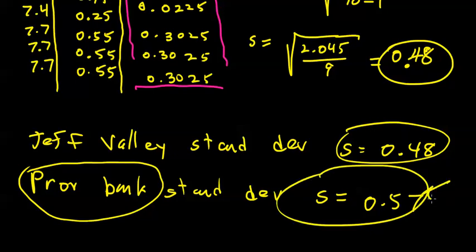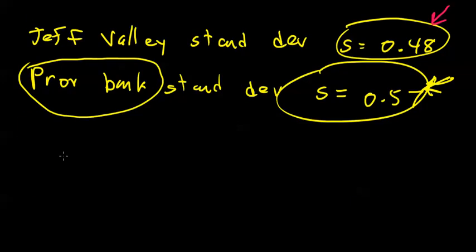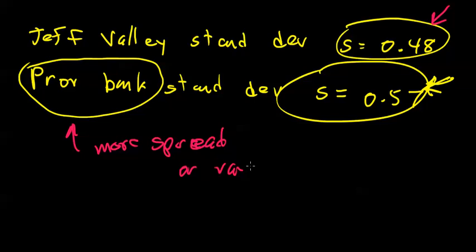Since this standard deviation is greater than the Jefferson Valley standard deviation, we can conclude the Providence Bank had more spread or variation in its data. Higher standard deviation, greater spread.